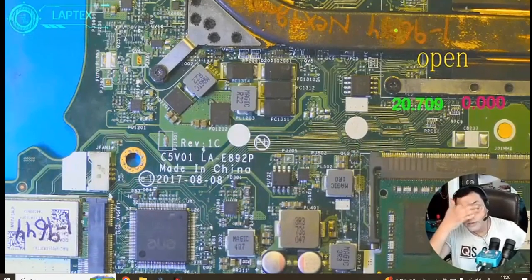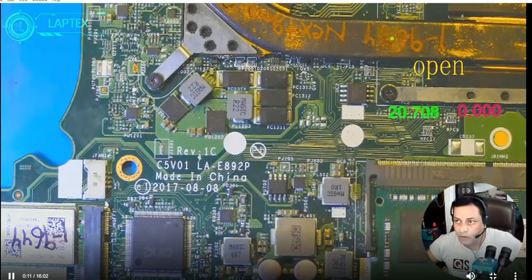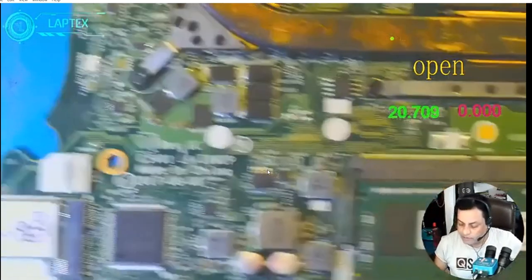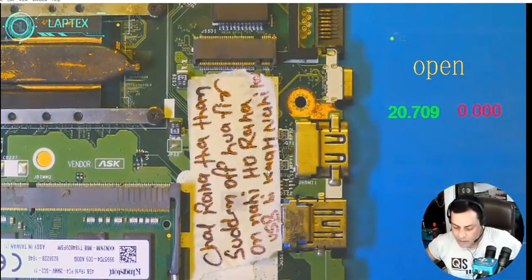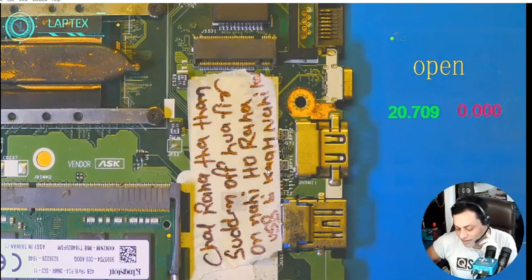My name is Nasser. Today I have a case study of LA-E892P, and I have received it written in Hindi. The USB was not working and he was trying to repair the motherboard, and unfortunately it got dead. Now I have turned it on, but USB is still not working. So this is the case I have received.